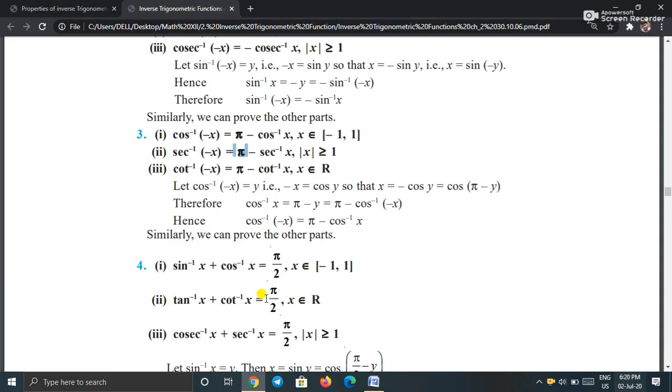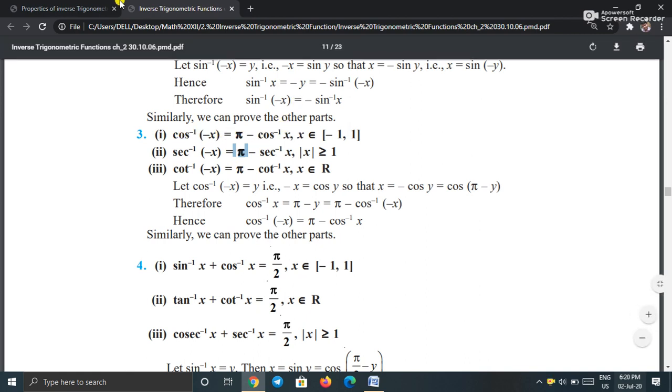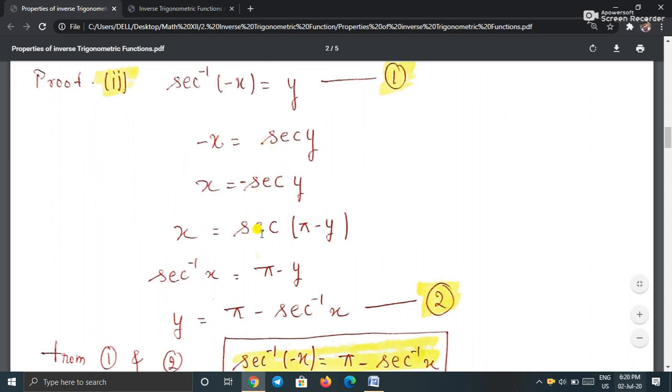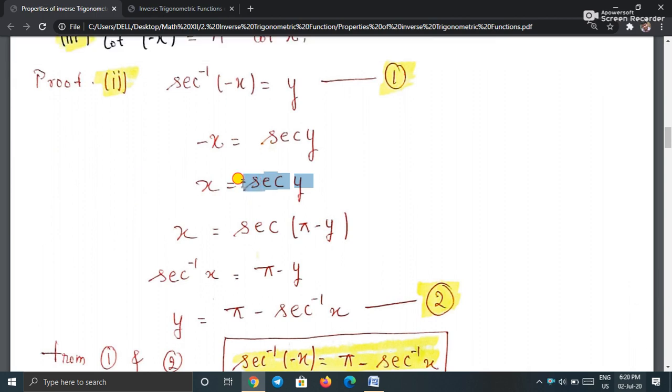Right, now let us see the proof of this formula: cos inverse minus x is equal to pi minus cos inverse x. Sec inverse minus x is equal to y, so using the property of inverse function, minus x is equal to sec y. So x is equal to minus sec y, no problem. Minus sec y can also be written as sec of pi minus y, because sec of pi minus y is equal to minus sec y, because we are dealing with the second quadrant, and in the second quadrant the secant function is negative. So sec inverse x is equal to pi minus y, which is pi minus sec inverse minus x, right?